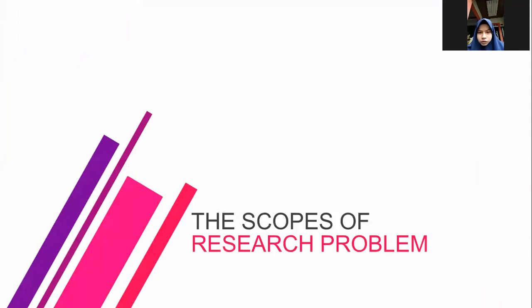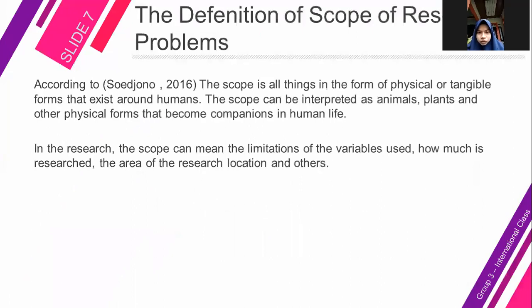Okay, thanks to moderator. I will explain about the scope of research problem. The definition of scope, according to Sujono 2016, is all things in the form of physical or tangible forms that exist around humans. The scope can be interpreted as animals, plants, and other physical forms that become companions in human life. In research, the scope can mean the limitation of the variable used, how much is researched, and the area of the research location and others. Next slide, please.